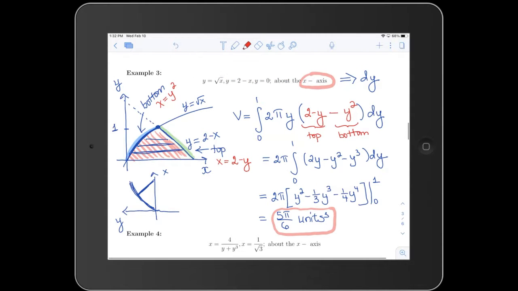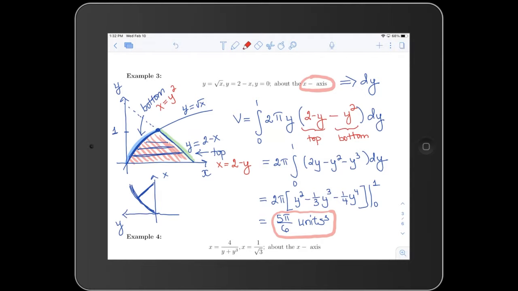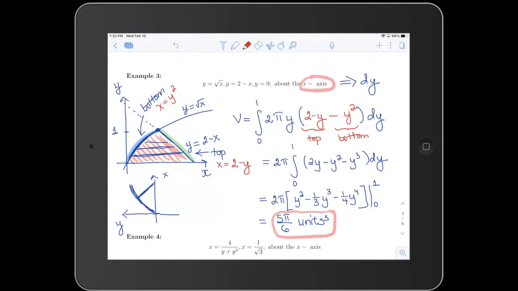Okay, let me stop right here for a minute. Take a look at all the steps. Let me know if you have any questions. All good? Yes, I think so. Okay, very good. Last problem for this section.